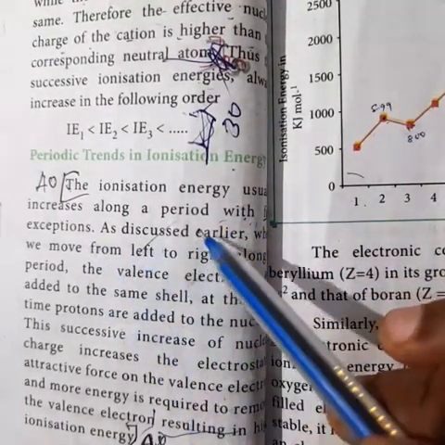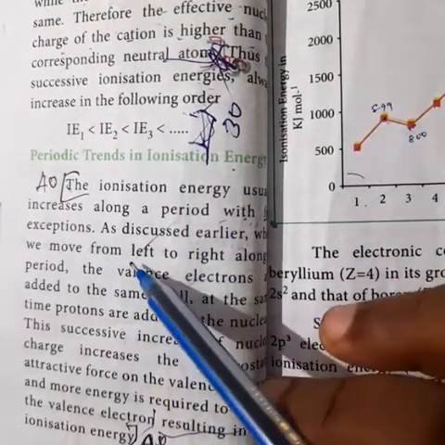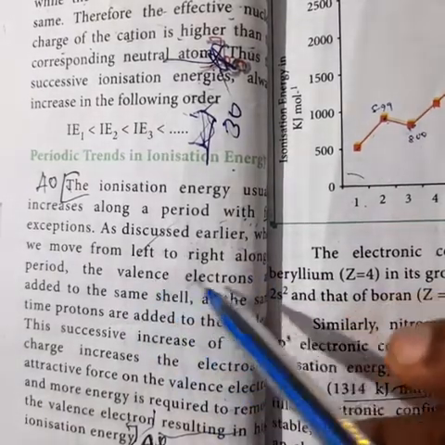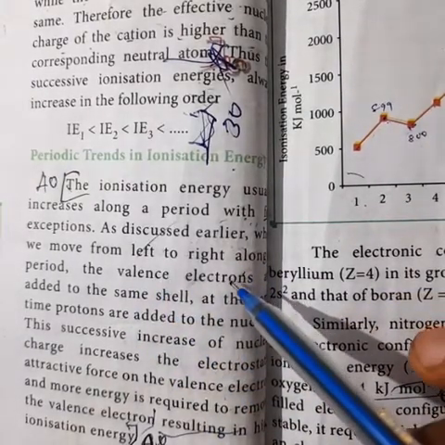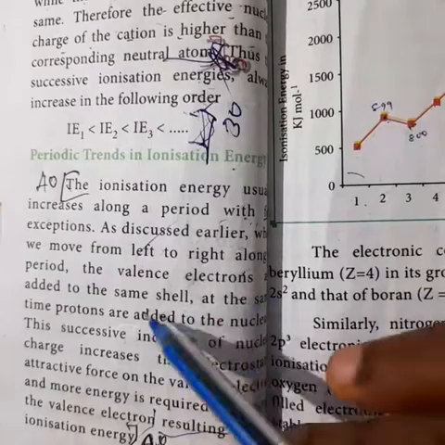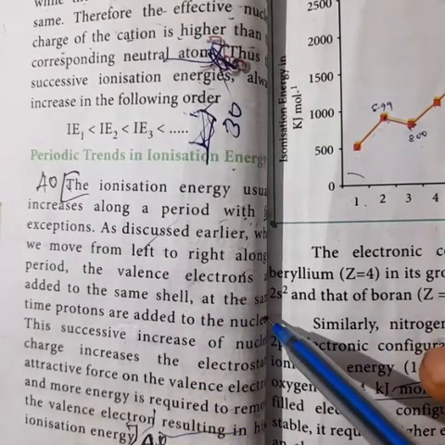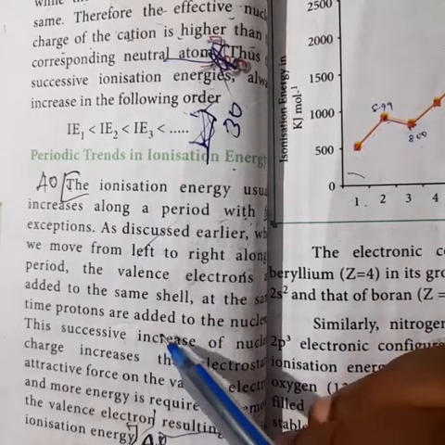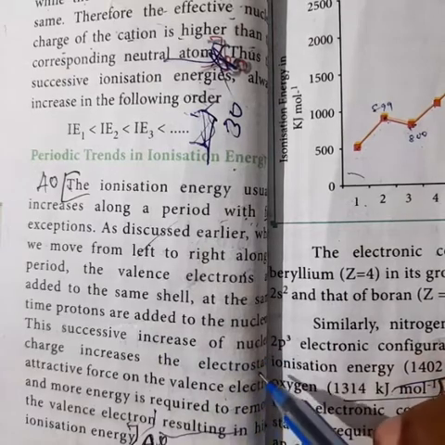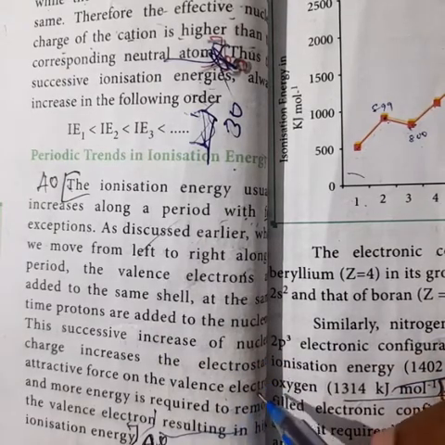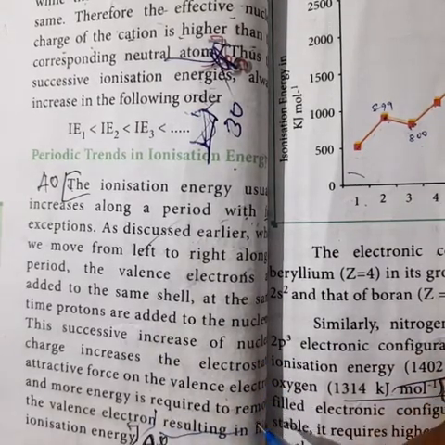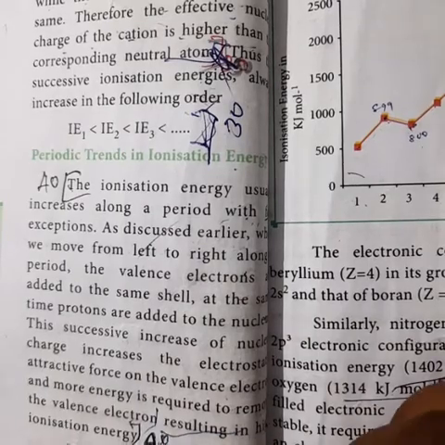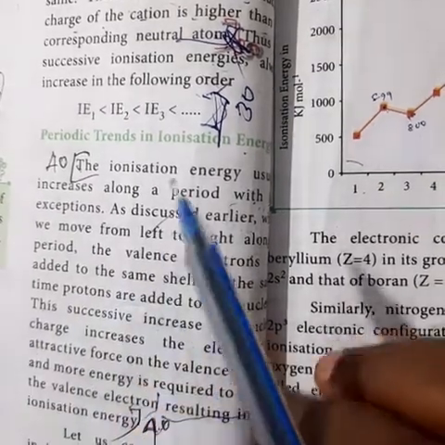As discussed earlier, when we move from left to right along the period, the valence electrons are added to the same shell, while at the same time protons are added to the nucleus. This successive increase in nuclear charge increases the electrostatic attractive force on the valence electron, and more energy is required to remove the valence electron, resulting in high ionization energy. We already studied that.